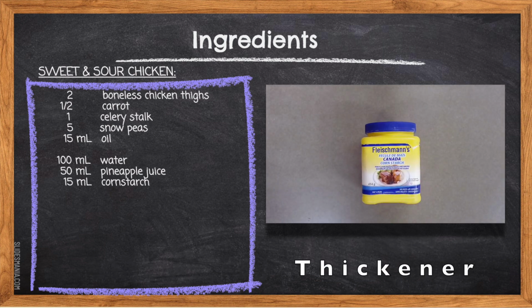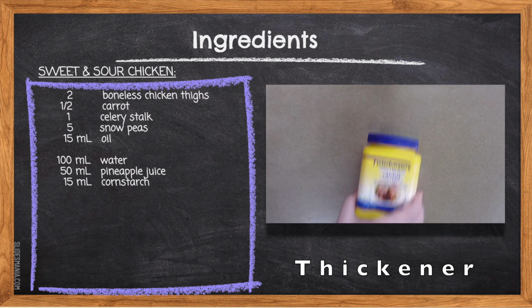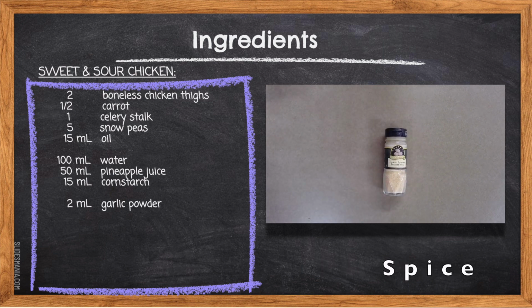15 milliliters of cornstarch. Cornstarch is our thickener today. It will absorb excess water in our sauce, creating a thicker, gooier texture. 2 milliliters of garlic powder.